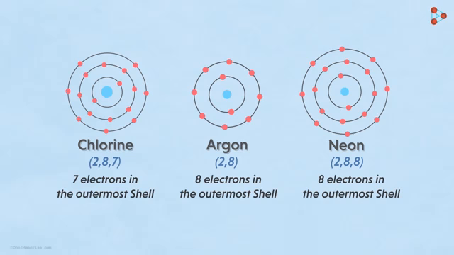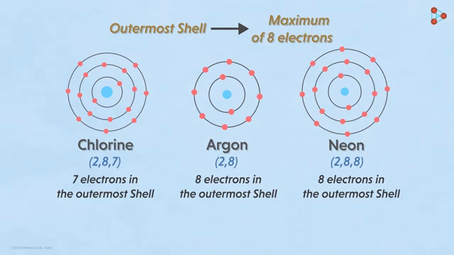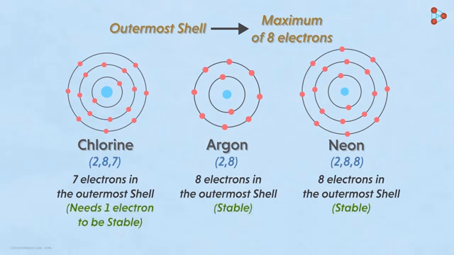And why is this so? That's correct. It's because the outermost orbital of any atom can accommodate a maximum of 8 electrons in it. That is the reason why all the atoms of various elements are in a constant struggle of attaining 8 electrons in their last shell. That is, achieving the octet state.